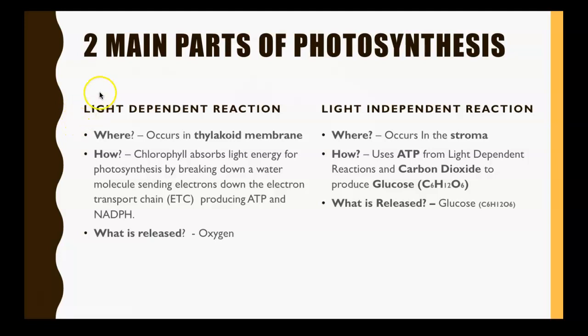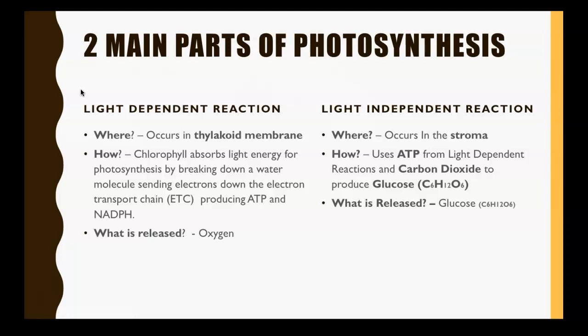So here we go. What I have below is essentially the basics of the light-dependent reaction you really need to know. For example, where does the light-dependent reaction occur? It occurs in the thylakoid membrane. Remember, if you're looking at a chloroplast, thylakoids are found inside the chloroplast. Thylakoids are the green flattened discs. So the light-dependent reaction actually occurs on the thylakoid membrane. Okay, so that's where the light-dependent reaction occurs.